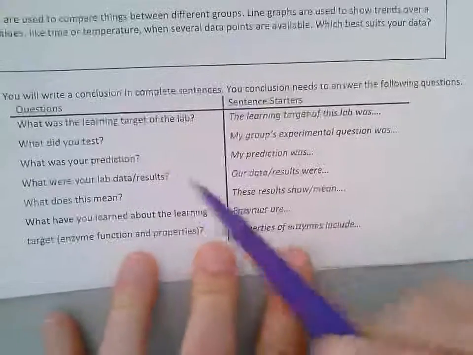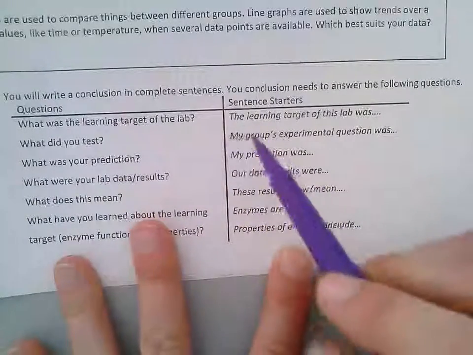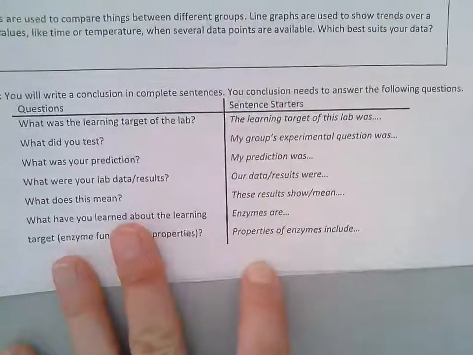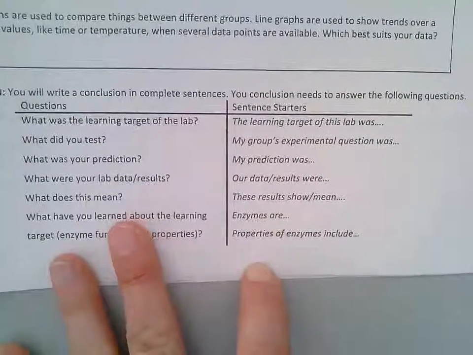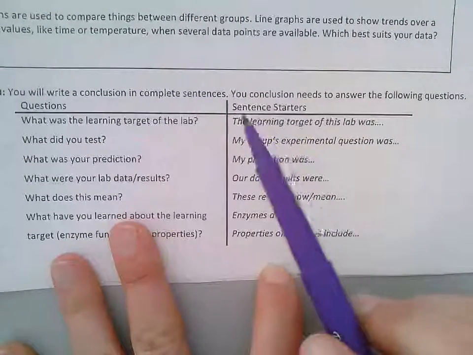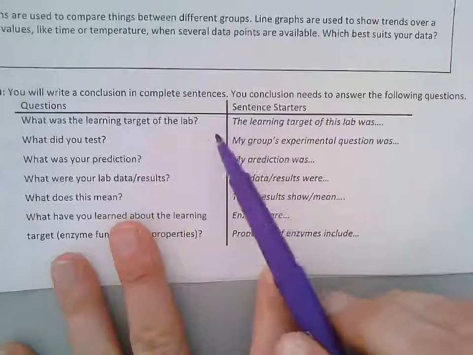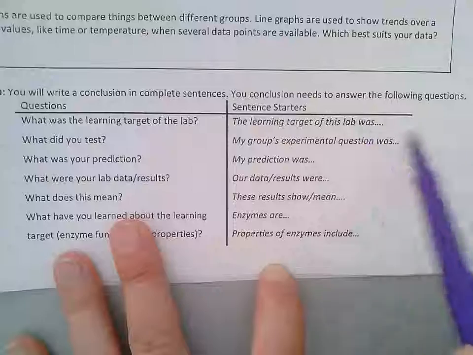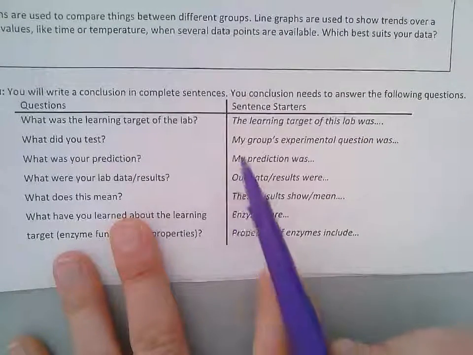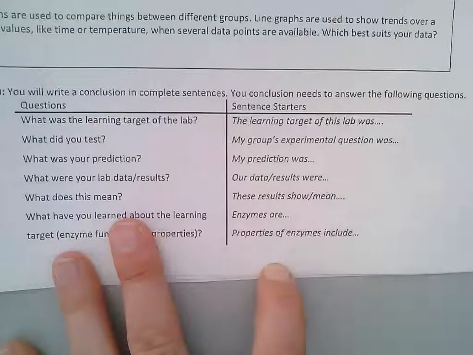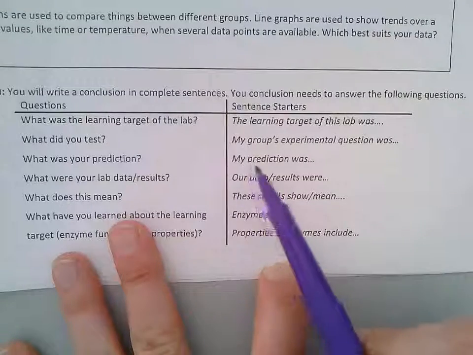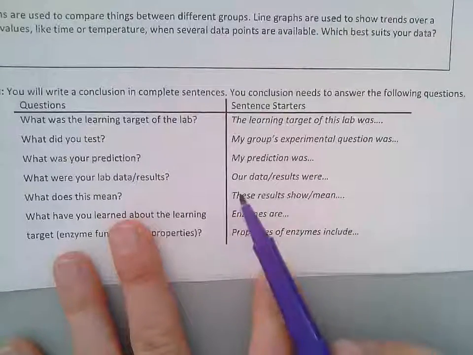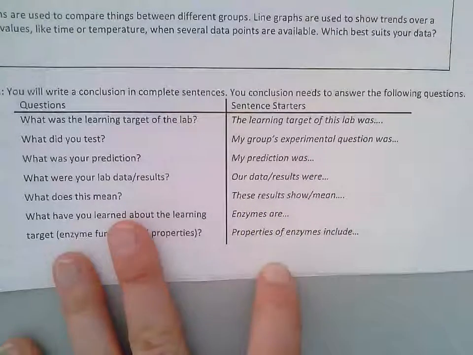Then you'll go through and you'll just start each sentence this way. So if you feel stuck, remember, if you feel confident, then you can stop listening to me and you can just do your own thing. But if you feel stuck, then for the sentence starters, you'll start a sentence with each of these. Okay, so you'll start with the learning target of this lab was, and so on. Okay, then my group's experimental question was, fill it in. Then my prediction was, and you state your prediction. Then you're going to share your data or results.